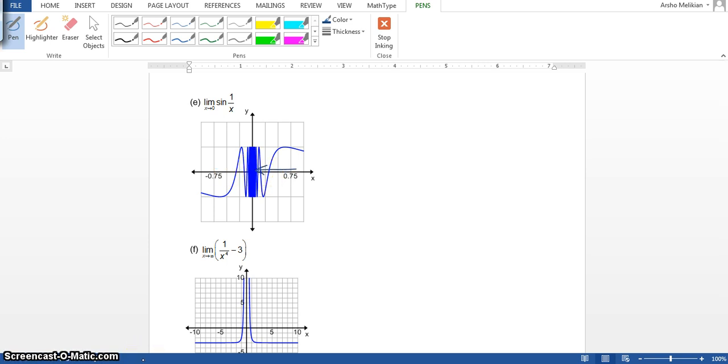As I come in closer and closer to 0, the graph will oscillate up and down very, very quickly, more and more quickly as I approach 0. So as I approach 0, do I know whether the graph is up at y equals 1 or down at y equals negative 1, or do I even know that it's somewhere in the middle? No, because it's oscillating so quickly. So the limit here does not exist.